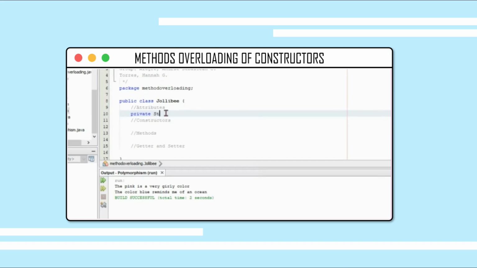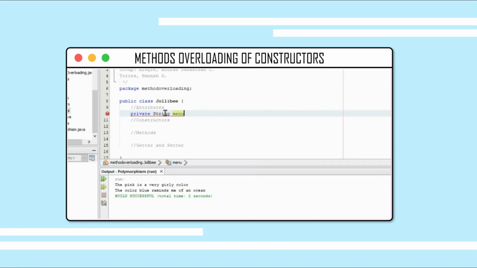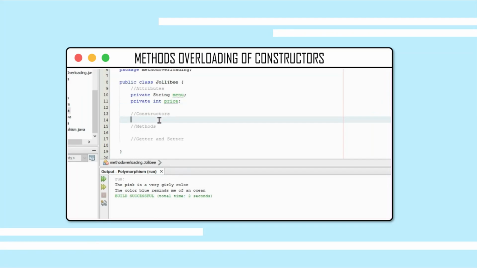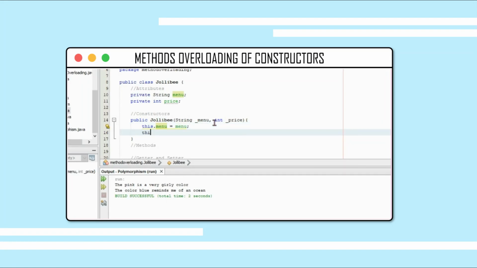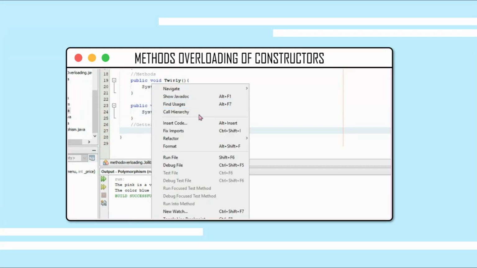Let's have the class Jollibee. As you can see, I have divided the section as comments so you have a better understanding of how the method overloading of constructors works. First, we will put the private string menu and int price in the attribute. Then in the constructors, we will call the menu and price by different names so that we can see the difference in this statement. In the methods, we will put public void for twirly and hetty.